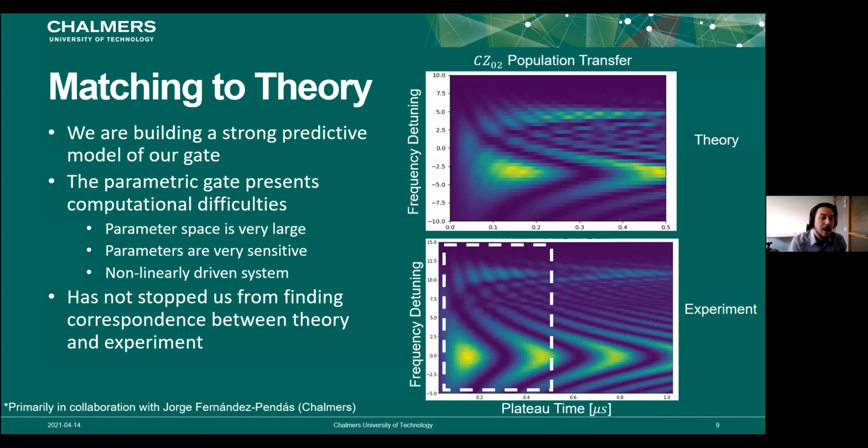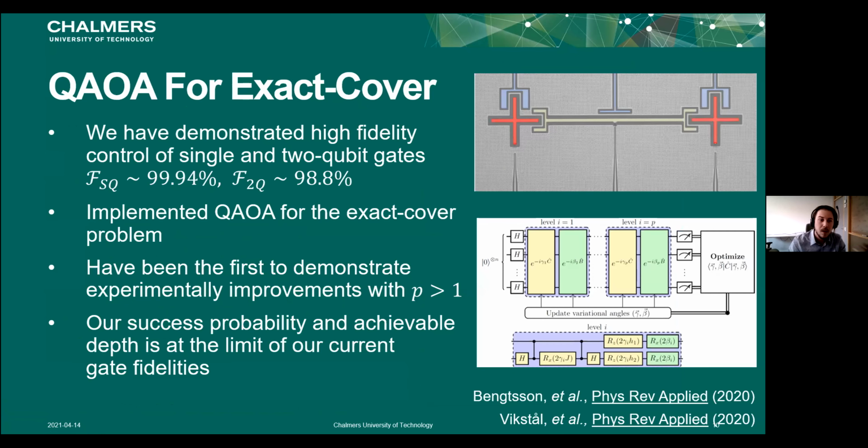So now that we know the theory, now that we know we can do a good gate, what can we do with it? Well, last year we implemented something called the exact cover problem, and we used QAOA to be able to solve it.